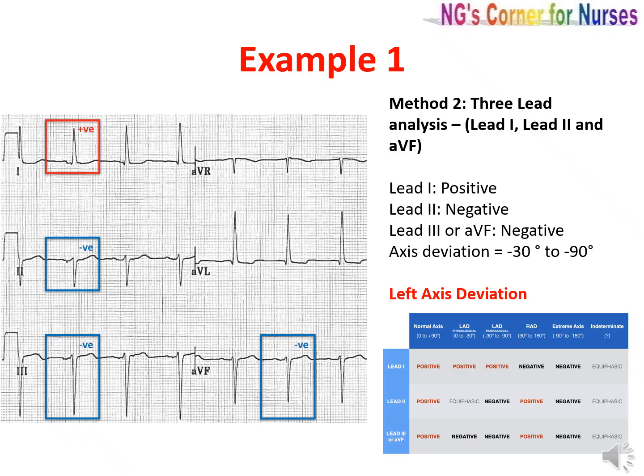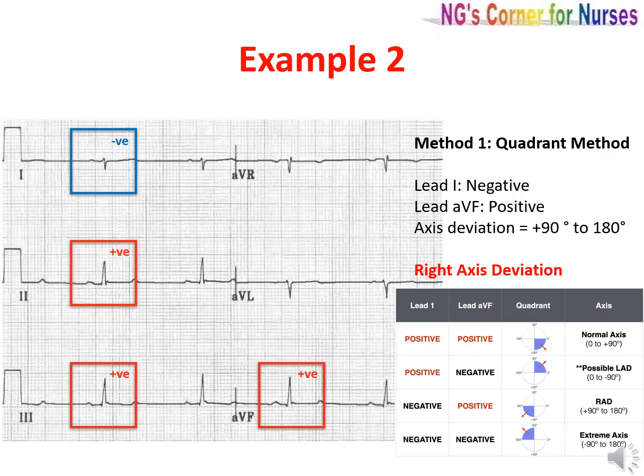In this ECG, we can see in lead 1, the QRS complex is positive. In lead 2, the QRS complex is negative. And in lead 3 or in lead AVF, we can see the QRS complex is negative. Now, by taking help from the 3 lead analysis summary, we can determine that the axis deviation is minus 30 degree to minus 90 degree. So, in this ECG, there is the left axis deviation.